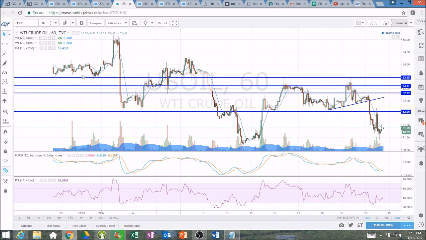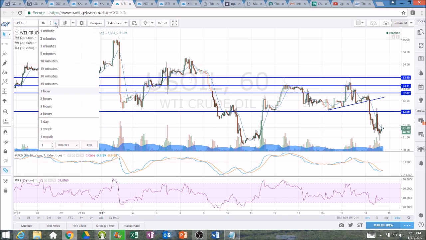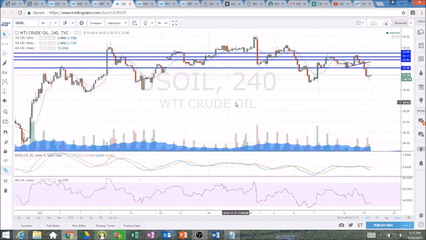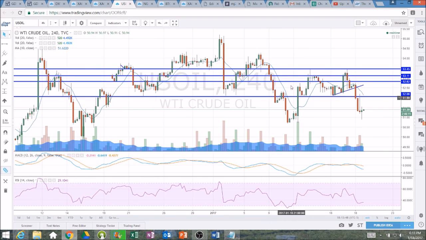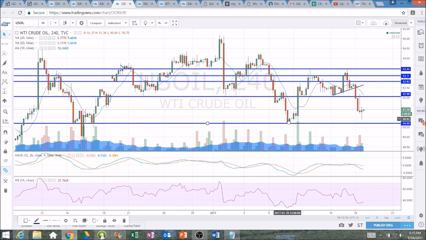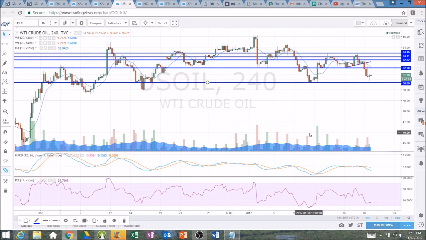I'm going to put it on the 4-hour time frame here so we can condense down and see it a bit more clearly. So this is the key support that I'm looking at, this consolidation low down at 50.69. And if we break that level, it's going to be a clear break of some pretty important support.